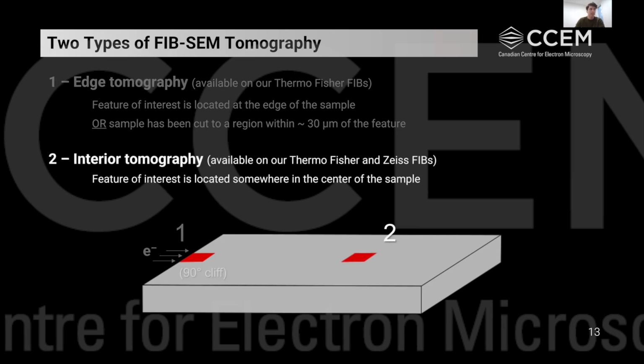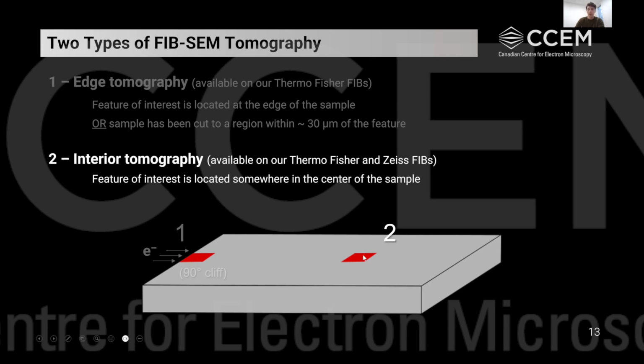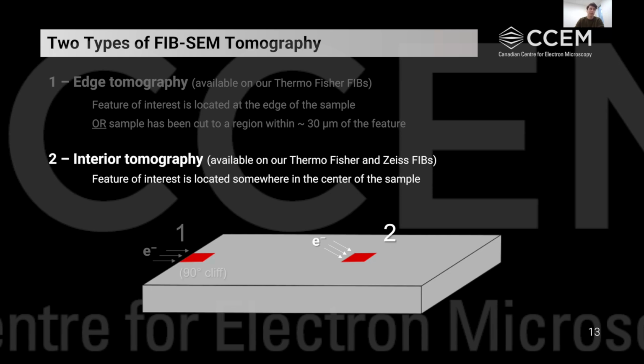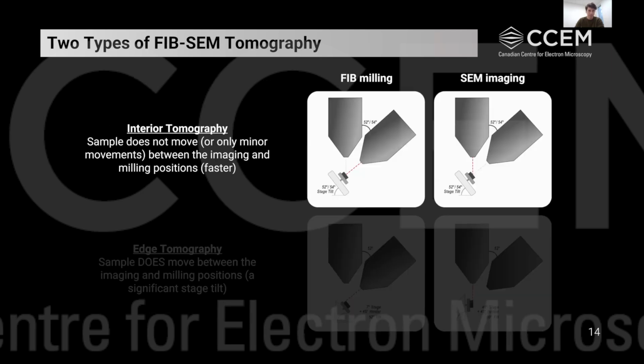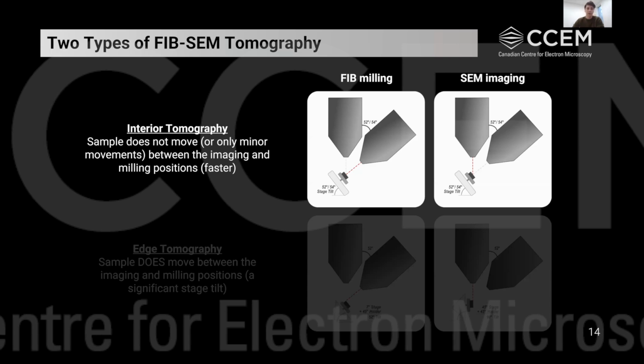Second type of tomography is what's called an interior tomography. And this is available in our Thermo Fisher and our Zeiss FIB systems here at CCEM, where the feature of interest is located somewhere in the center of the sample, and we have to generate our own 90-degree cliff face, where the incident electrons are actually going to be coming in at an angle, and then we can use image analysis operations to rescale the image as needed to its appropriate size. And so for these interior tomographies, where the feature is in the middle of the sample, the sample actually does not move over the course of the tomography run, or only minor movements are possible between the milling and imaging positions.